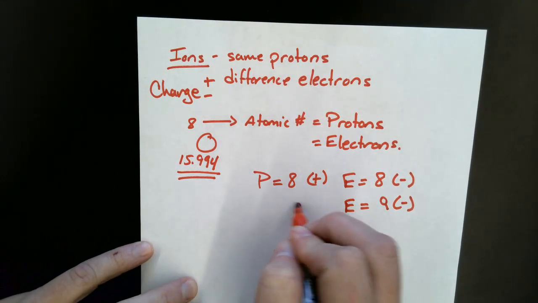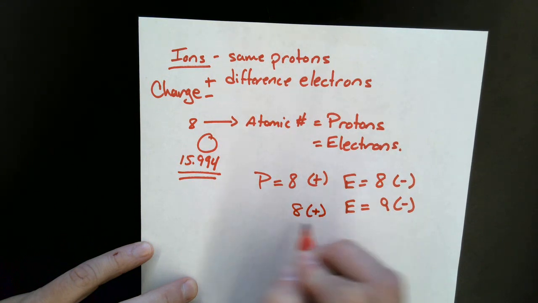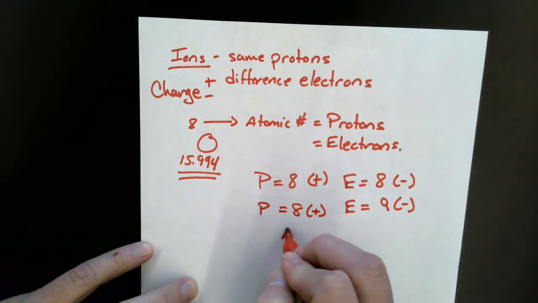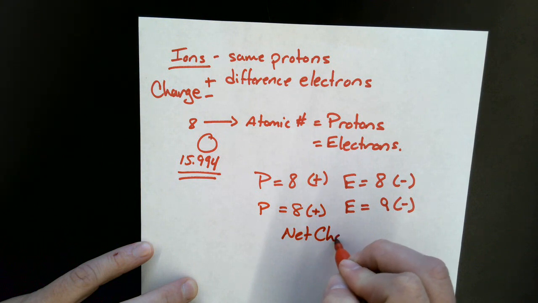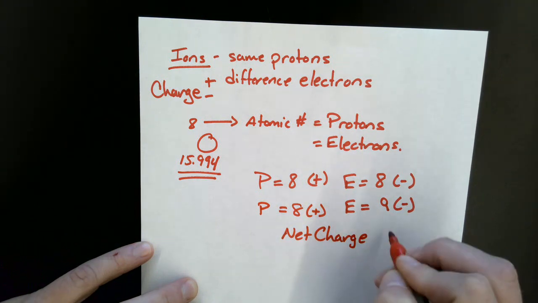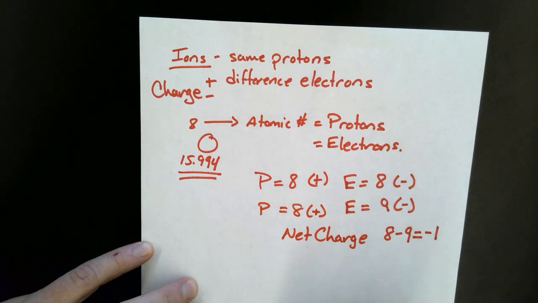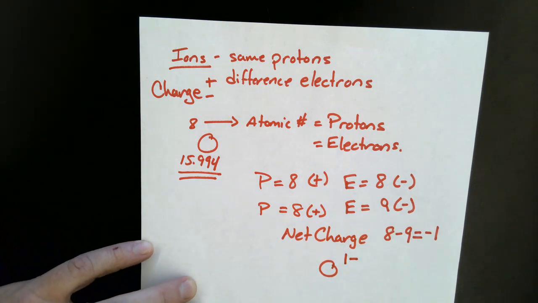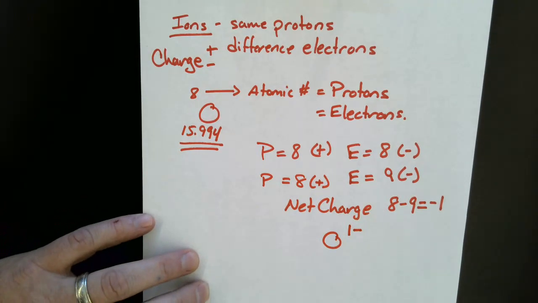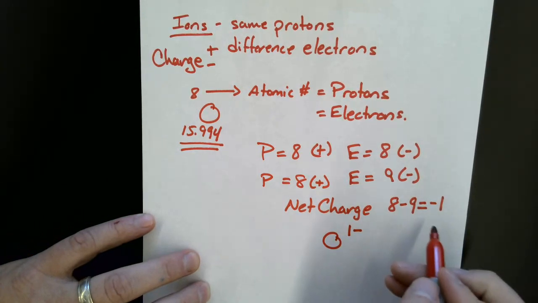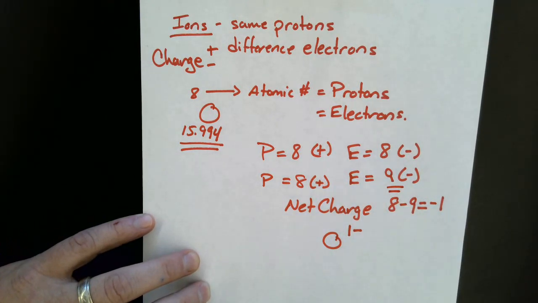If this is the case and we had 8 positive protons, the net charge would be 8 minus 9, which would be a negative 1. So we would say oxygen, and we put 1 first with the charge behind it, has a 1 minus charge. All that is telling us is that we've picked up that extra electron right there.